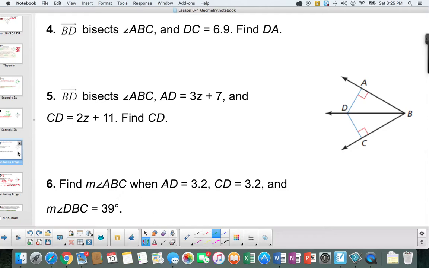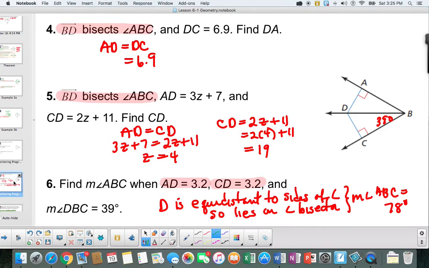Okay, here's some problems for you to practice. Go ahead and stop the screencast and see what you can do. Here are the answers. I saw an angle bisector, so I know I had equidistant. And on number 6, I saw that this AD was going to be 3.2, and this was going to be 3.2, and because these are perpendicular, I knew that D is going to lie on the angle bisector. And since this was 39 degrees, I know that the measure of angle ABC will be equal to 78 degrees because it's going to be double this number.